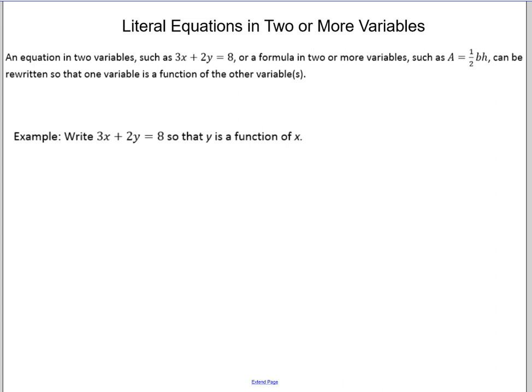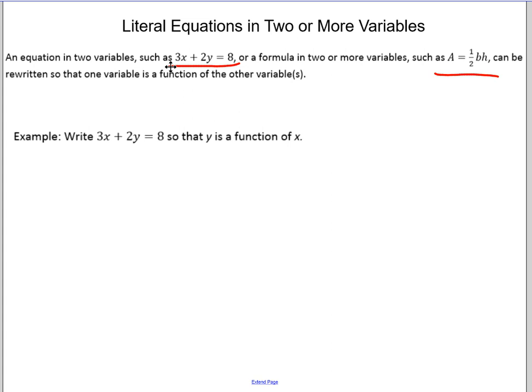So sometimes you'll have what we call a literal equation that has two or more variables. So an equation such as this, 3x plus 2y equals 8. Or a formula such as A is equal to 1/2 base times height. That's the area formula for a triangle. That might look familiar. So basically what we want to do is take these equations or formulas and rewrite them so that one variable is a function of the other.